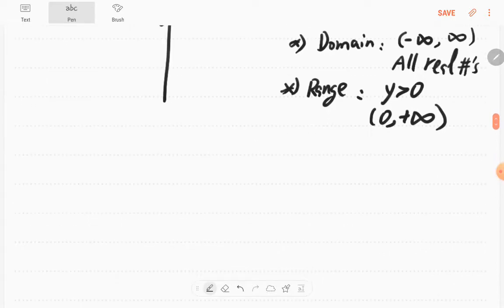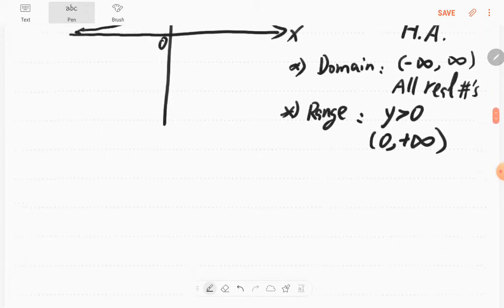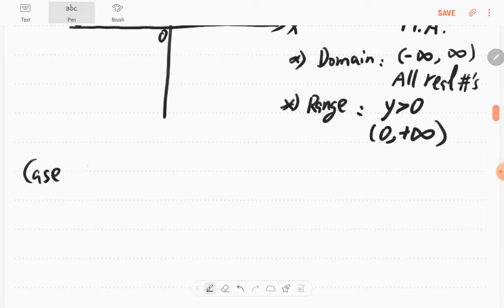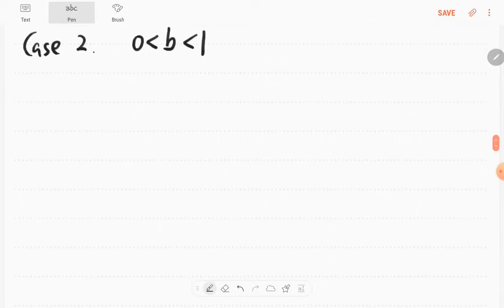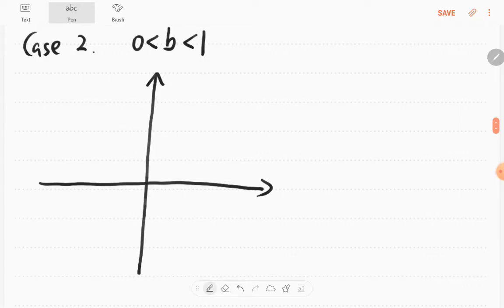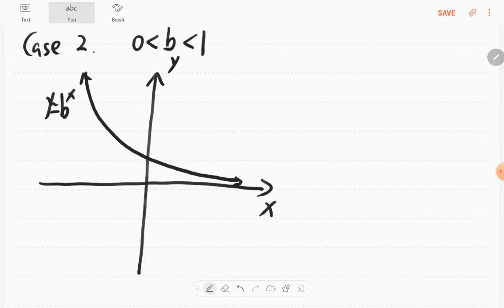The second case is case 2, where b is greater than 0, less than 1, right? So b cannot be equal to 1, so we only have two cases, greater than 1 or less than 1, but greater than 0. For the second case, let's look at the graph for the exponential function. This is the x-axis and this is the y-axis. So the graph will go down. Okay, so this is the y equals b to the x.